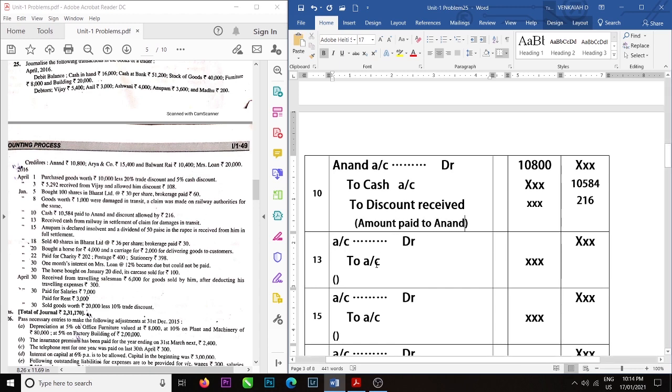13th date, received cash from railway in settlement of claim for damage. So cash account debit to insurance claim account 1,000. Earlier above claim we received. Insurance claim received.